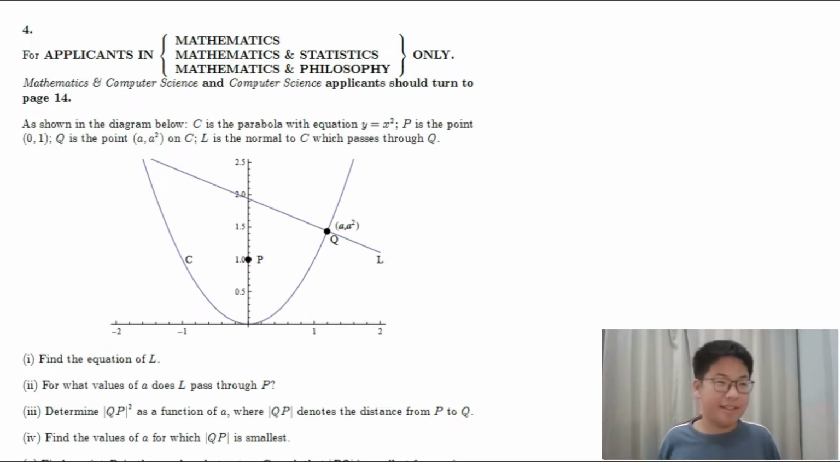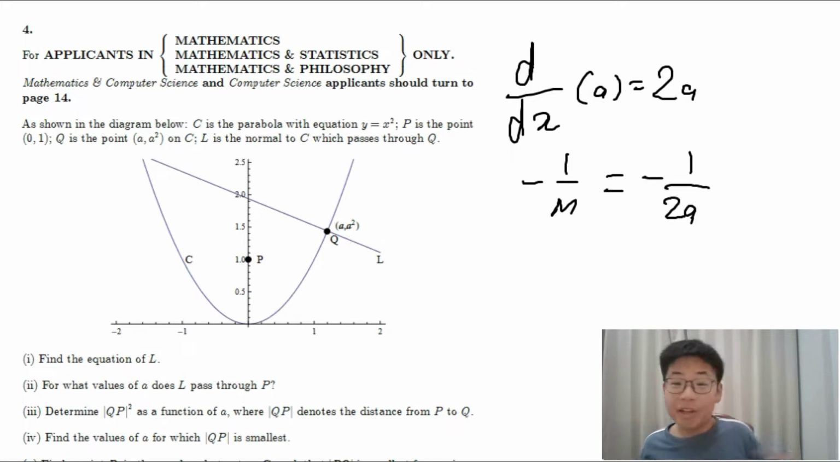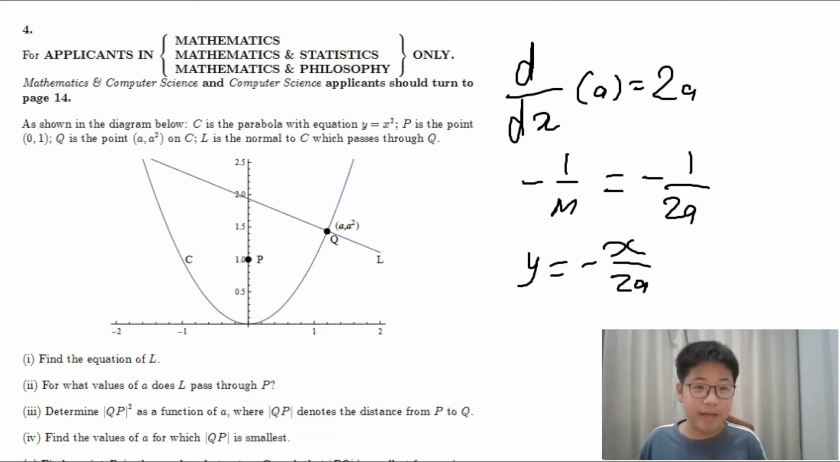I love my puns. So by differentiating, we know that the gradient is 2a, so that's d over dx at a equals 2a. And the normal has gradient minus 1 over m, and m is 2a, so it's minus 1 over 2a. You can check it on Desmos or any other graphing program and just play around with it. Minus 1 over m is always perpendicular. Got that? Hence, the line L has equation y equals minus x over 2a plus c.